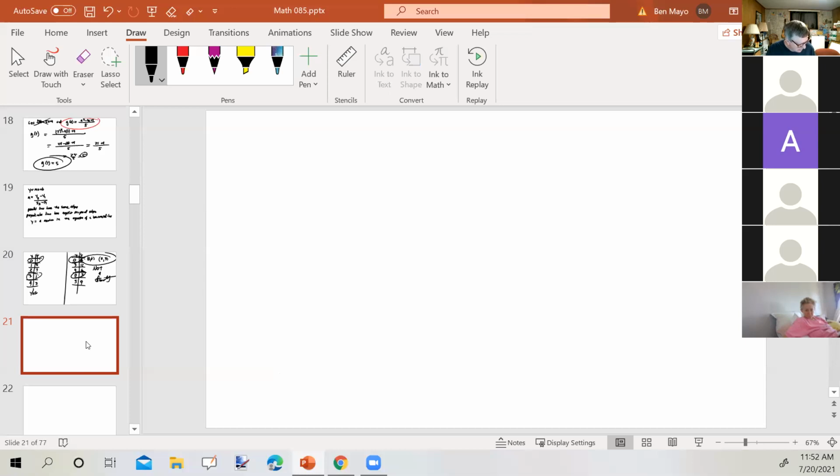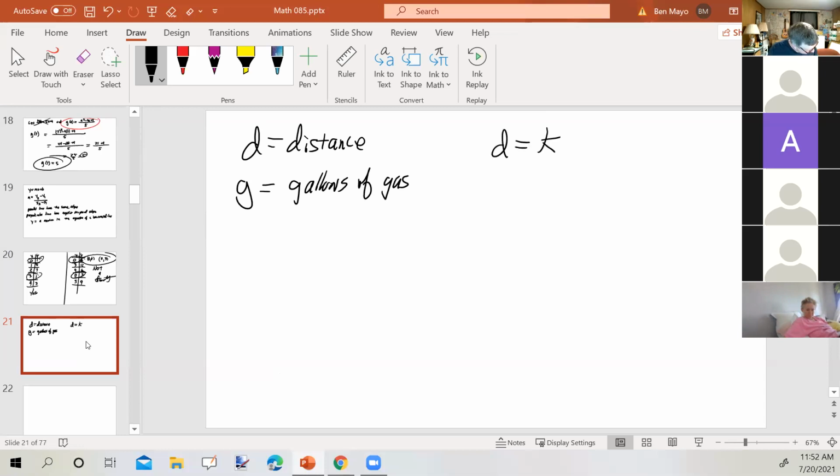The distance that a car can go varies directly as the number of gallons of gasoline it consumes. So we're going to let D equal distance and G equal gallons of gas. The distance that a car can go varies directly as the number of gallons of gas. So D equals kG. Any questions about where I got the direct variation formula?